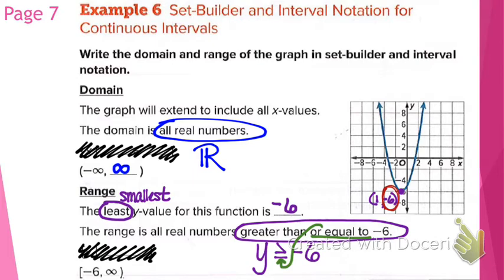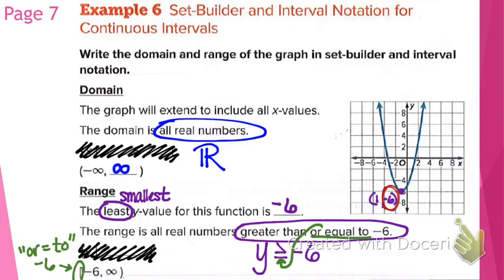Why did they put a bracket? It's a number. It has this or equal to right here. It's actually a point on my graph. My graph goes through that point. So I have this bracket right here because it is or equal to -6. Why the parenthesis over here? It's not or equal to infinity because we can't be or equal to infinity.